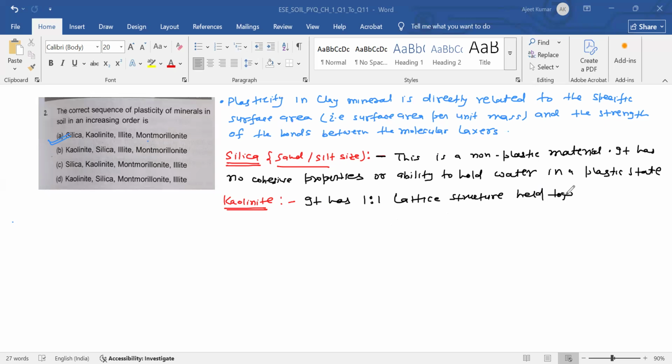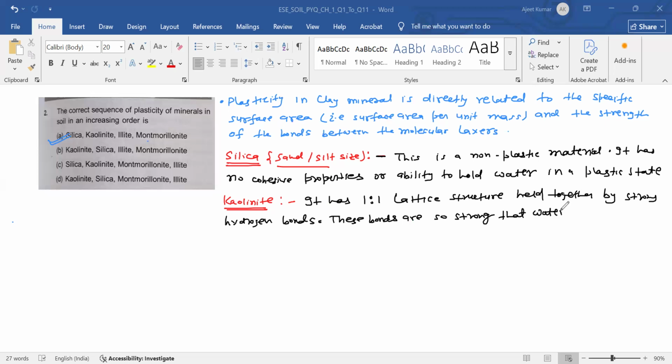Held together by strong hydrogen bonds. These bonds are so strong that water cannot easily enter between the layers, resulting in low swelling and the lowest plasticity among clays.